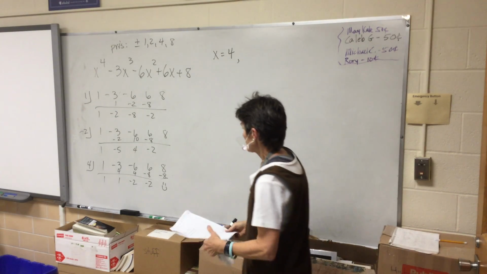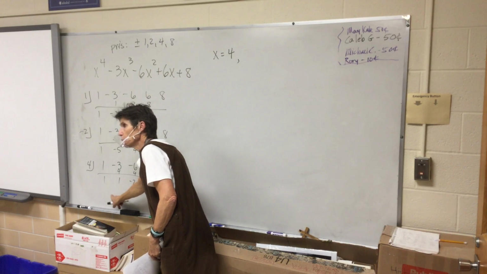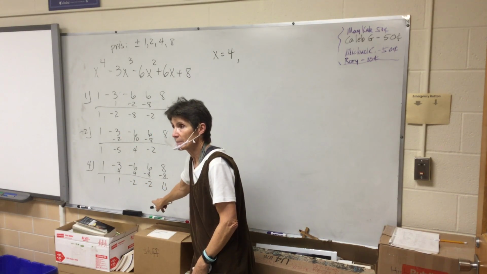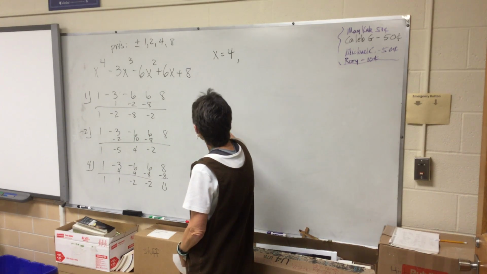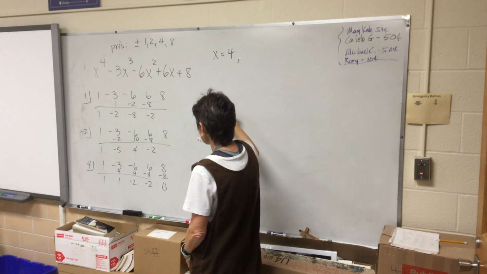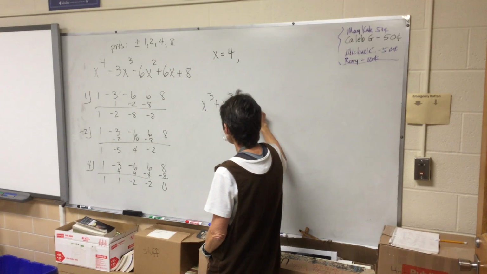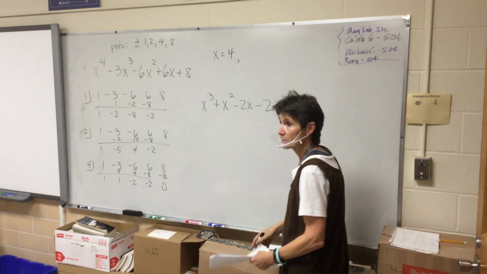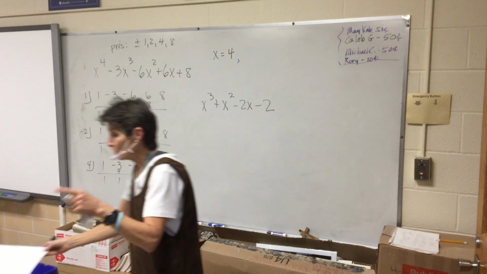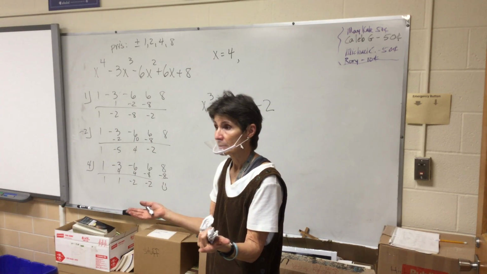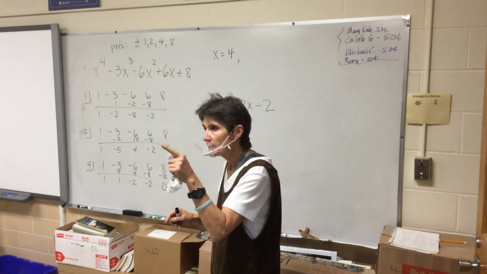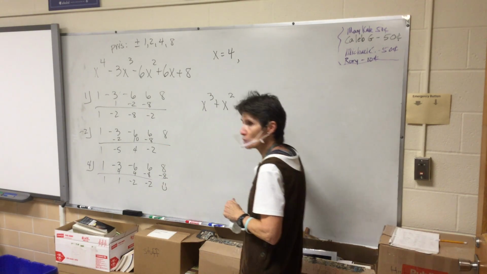Now, look at what we've got left over now. This is a little bit different than it was before. What's left here? X to the third plus x squared minus 2x minus 2. Now, could we guess again? We could. If you're really paying attention though, this actually groups.